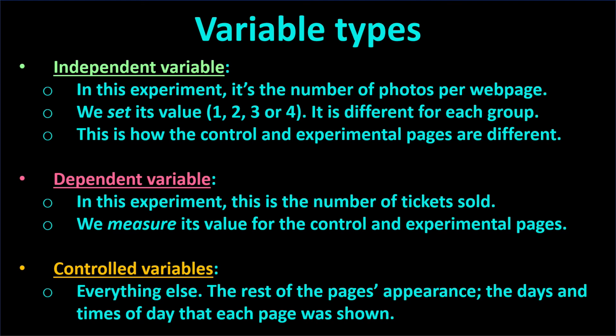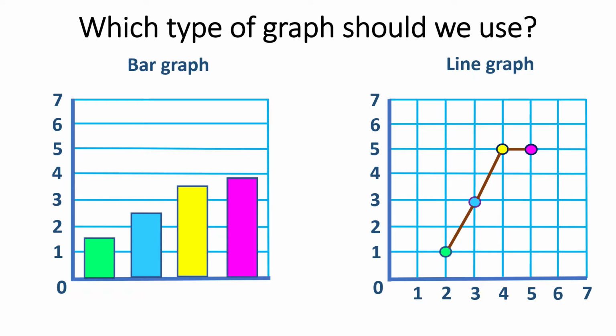The controlled variables are everything else. That includes the rest of each page's appearance, plus the date and the time that they were shown. Should we use a bar graph or a line graph to graph the results?